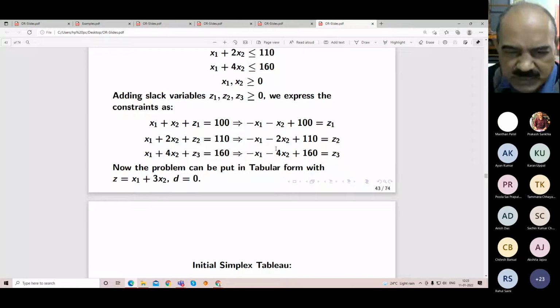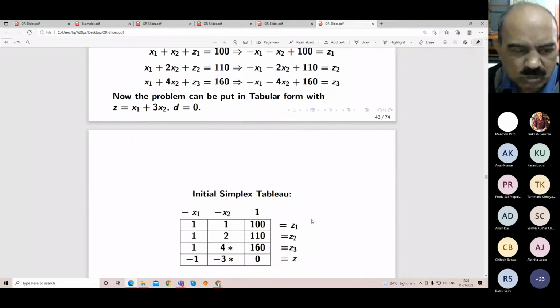Similarly, second row, minus x1 minus 2x2 plus 110 equal to Z2. Then third row, minus x1 minus 4x2 plus 160 equal to Z3. Finally, there is the objective function. Objective function equal to Z, or Z equal to x1 plus 3x2. D is not there, D equal to 0.